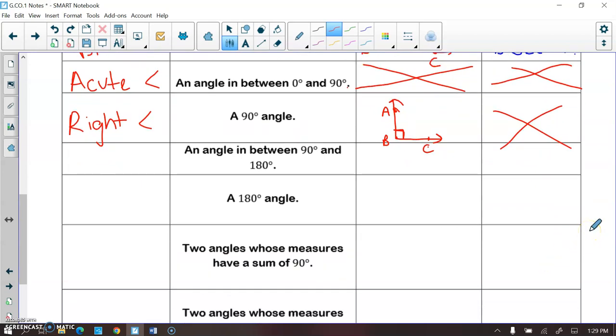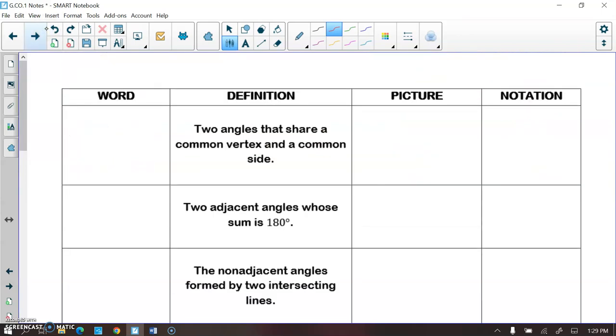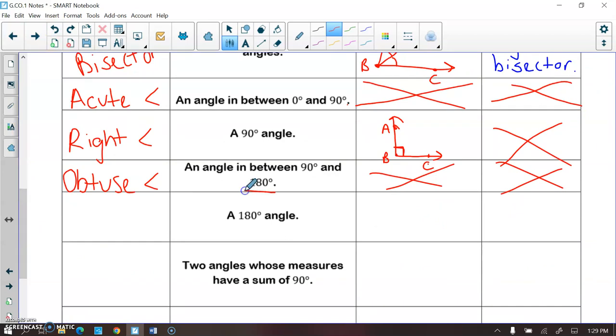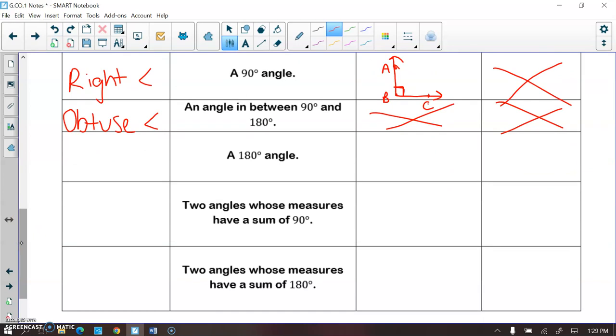An angle in between 90 degrees and 180 degrees is an obtuse angle. There is no way to show this in picture form or notation wise, but an obtuse angle cannot be 90 because that's a right angle. And an obtuse angle cannot be 180 degrees because that's a straight line or a straight angle. A 180 degree angle is a straight angle. Or also you could say it's a straight line.